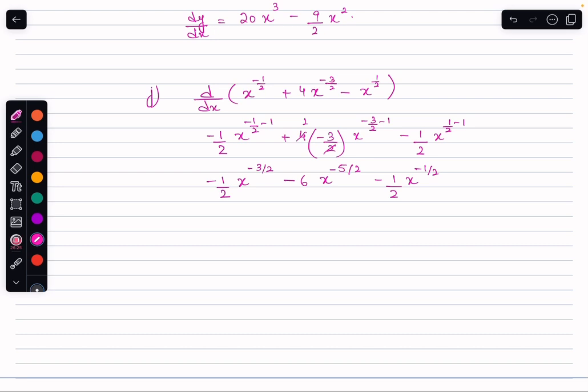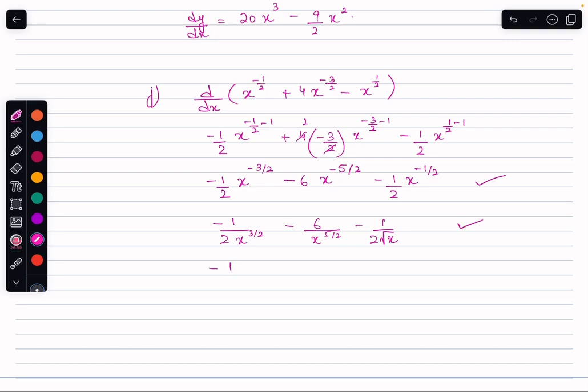Or if you want to write it in a proper index form, then I can also write it as negative 1 by 2 x to the power 3 by 2 minus 6 over x to the power 5 by 2 and a negative 1 by 2 x to the power half, which can be written as square root of x here. So this is one form which I can get as the answer, or to solve like this, this form is also correct, this form is also correct.